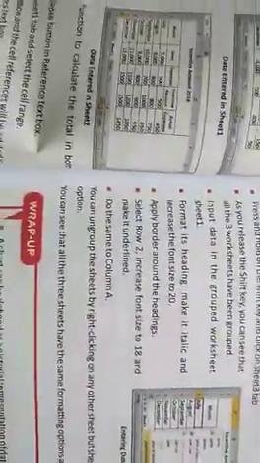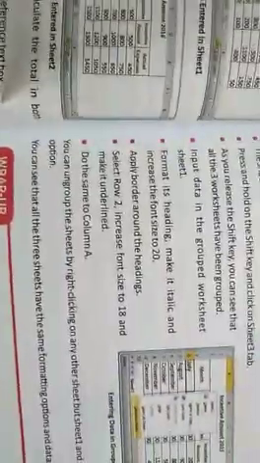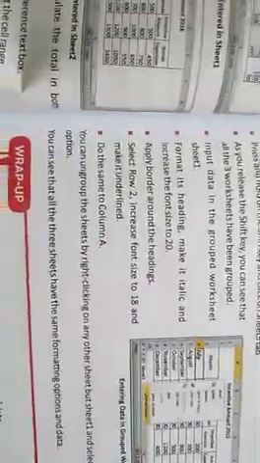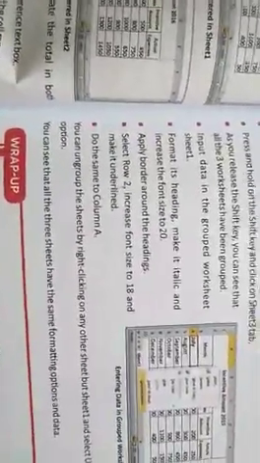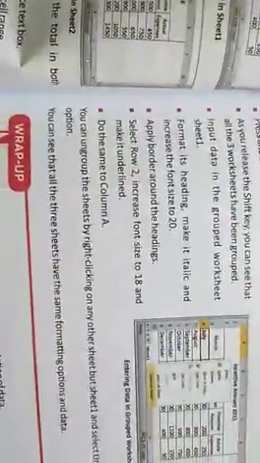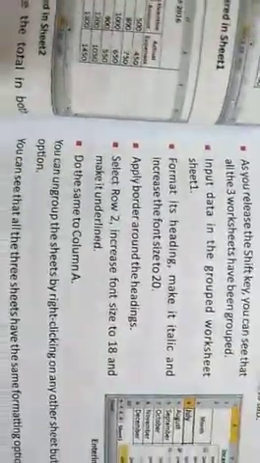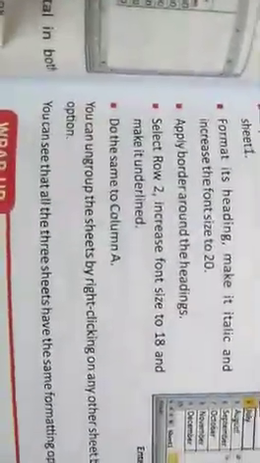Format its heading, make it italic and increase the font size to 20. You can change the font size to 20, 22, whatever you want. Apply a border around the heading. Select row 2, increase the font size to 18 and make it underlined. Do the same in column A.